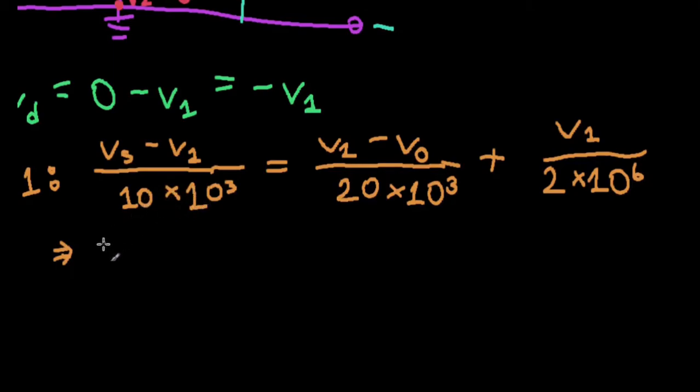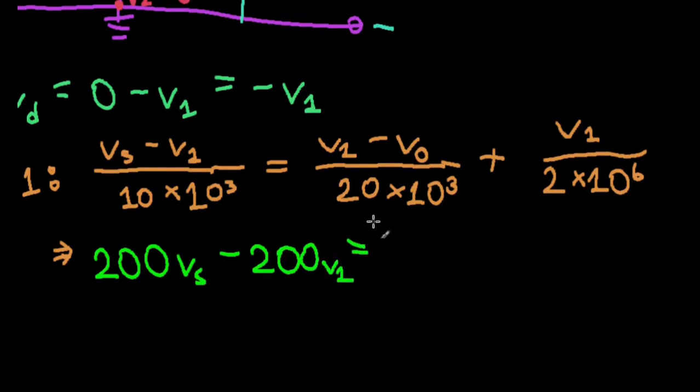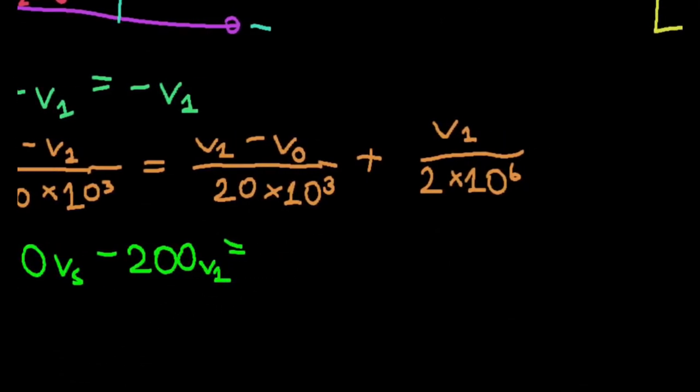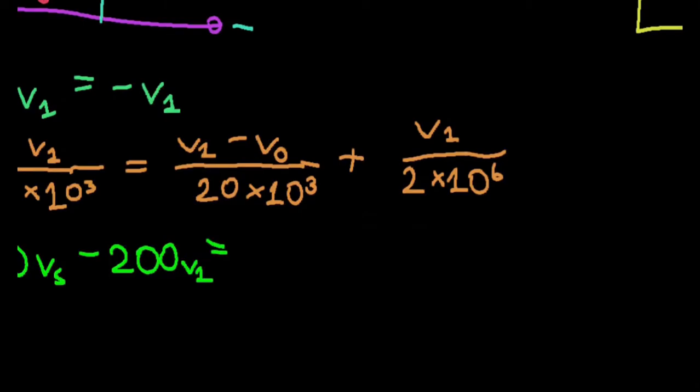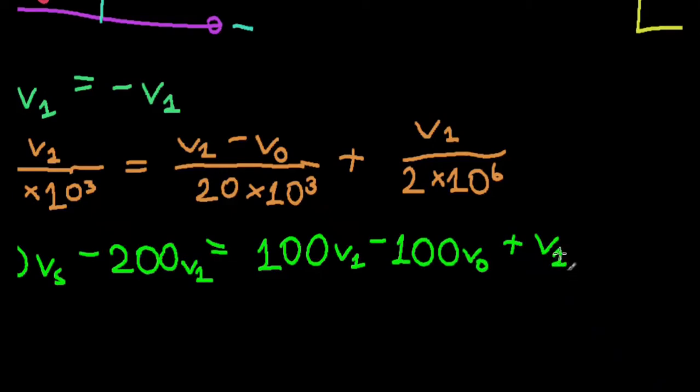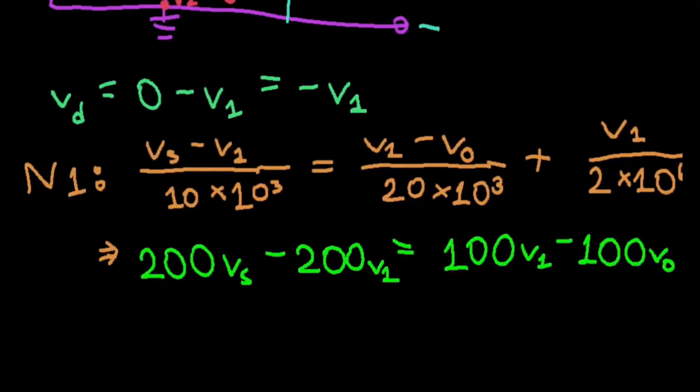2000 by 10, that's 200, right? That's 200 Vs minus 200 V1. Hope I'm getting this right. This is equal to, so 2000 divided by 20, that's 100. Yeah, that's 100. So 100 V1 minus 100 V0. Okay, plus V1 plus V1.